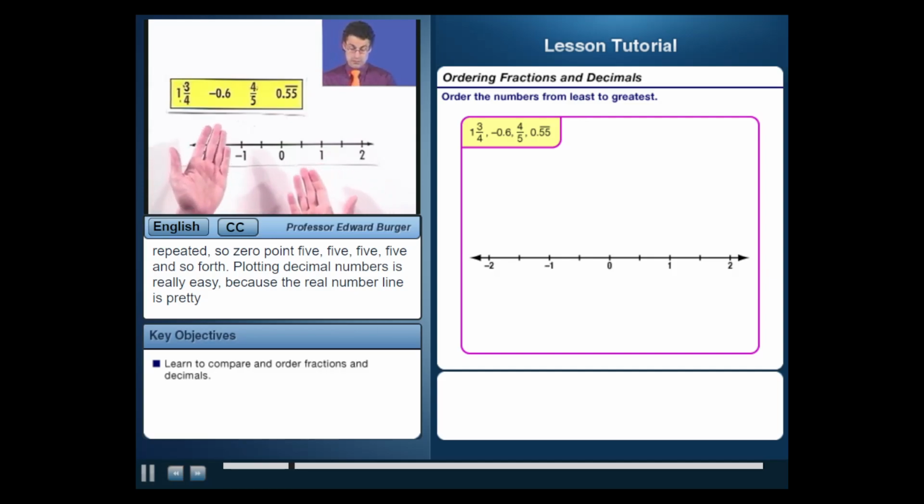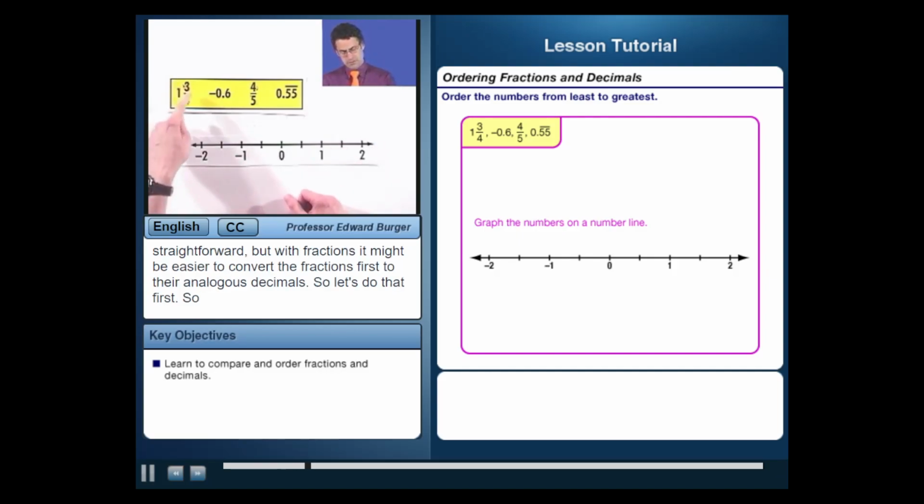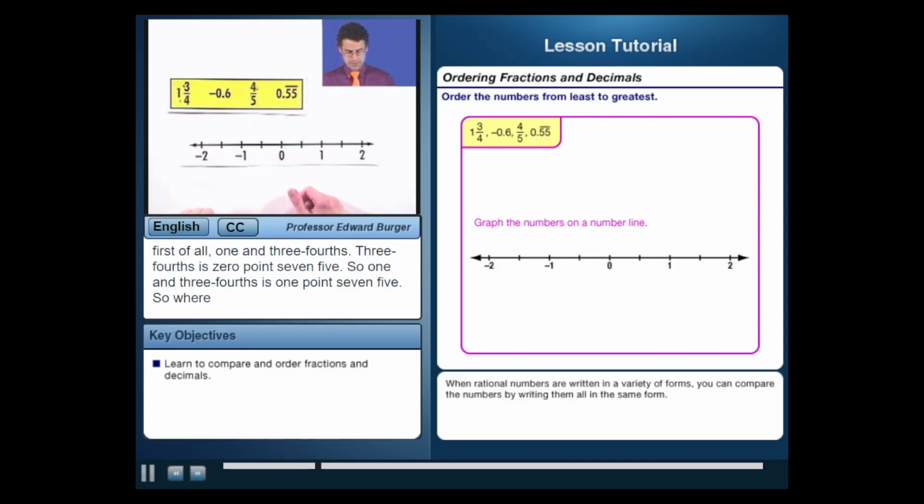Plotting decimal numbers is really easy because this is the real number line, and it's pretty straightforward. But with the fractions, it might be easier to first convert them to their analogous decimals. So let's do that first. First of all, what is 1 3/4? Well, 3/4 is 0.75, so 1 3/4 is 1.75.